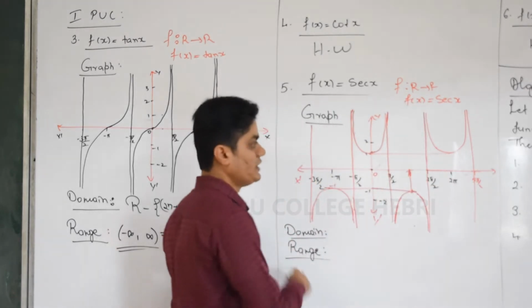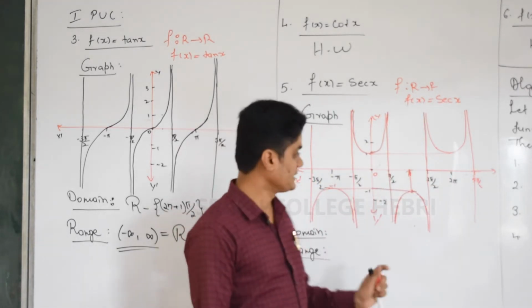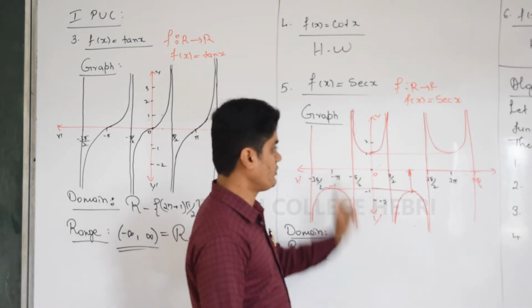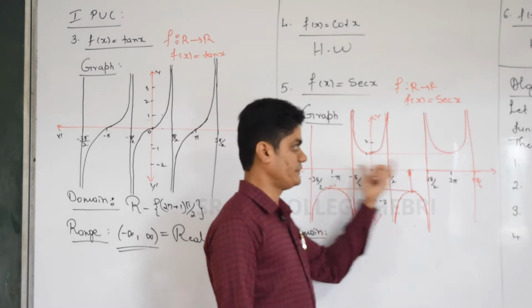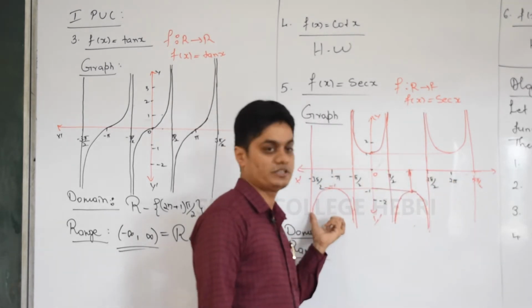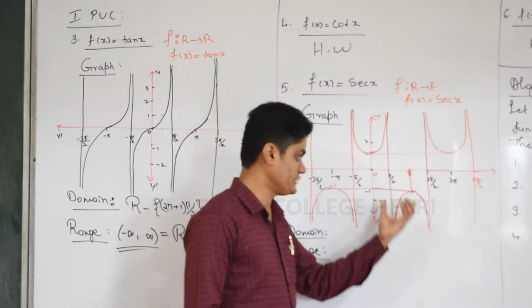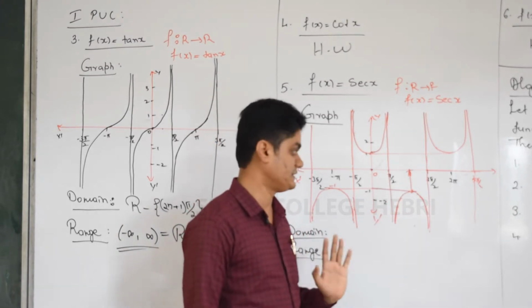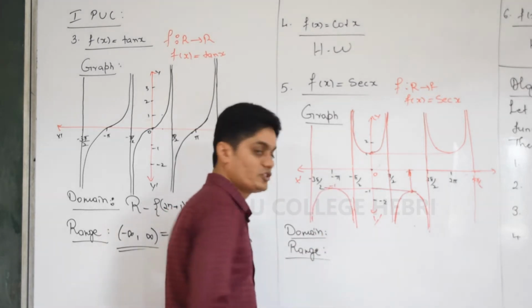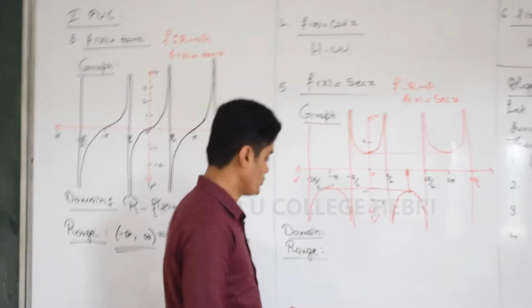So this is the graph of secant x. I hope you understood. It is positive in the first and fourth quadrants, again first and fourth in the remaining two parts, and negative in the second and third quadrants. Whenever it is negative, it must come below the x-axis. So remember that, I hope you can remember the graph of secant x. Next, domain and range. What is the domain of secant x?